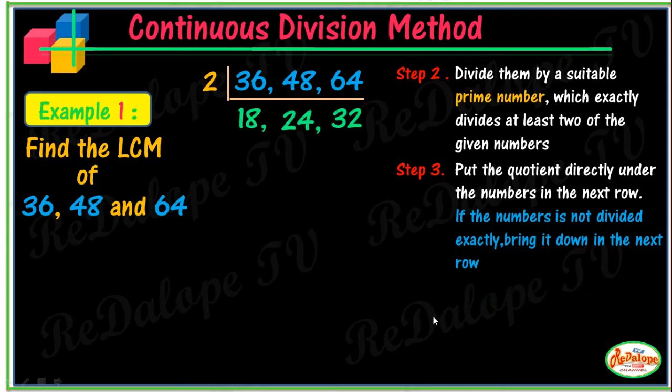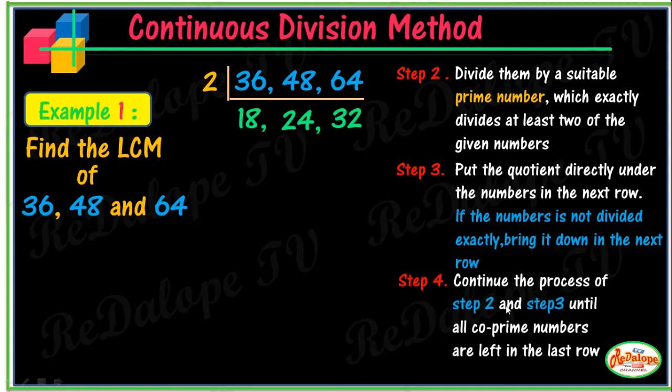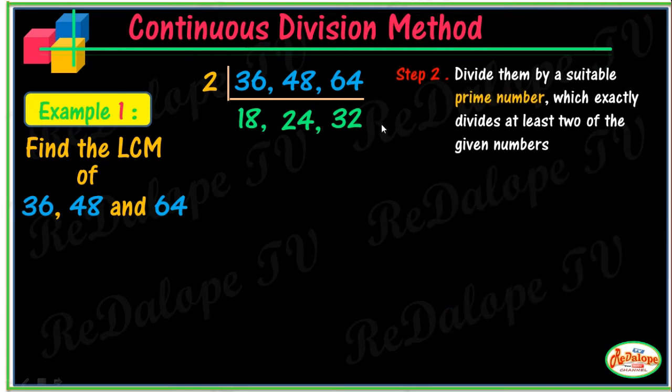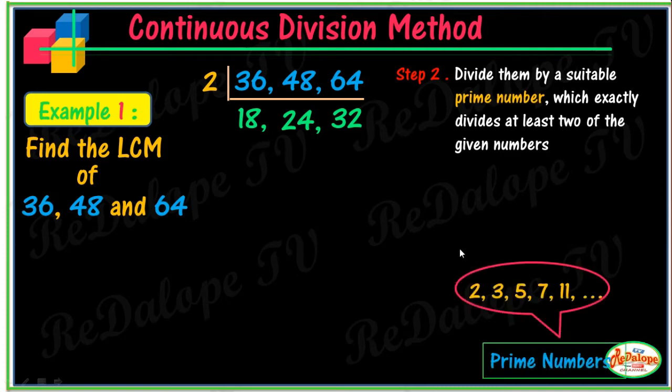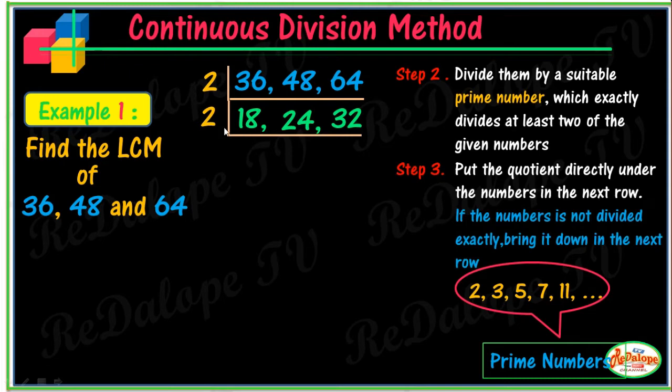Now continue the process. Since 18, 24, and 32 are not co-prime numbers, we'll still continue step number 2 and step number 3 hanggang sa maging co-prime numbers sila. So we'll divide them by a suitable prime number. 18, 24, and 32 are exactly divisible by the first prime number, which is 2. So divide this again, yung answer, which is the quotient, ay ilalagay din natin dito sa ilalim. So 18 divided by 2 is 9. 24 divided by 2 is equal to 12. 32 divided by 2 is 16.